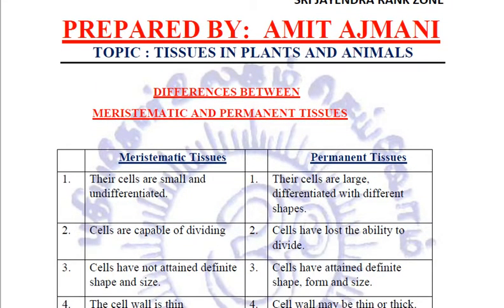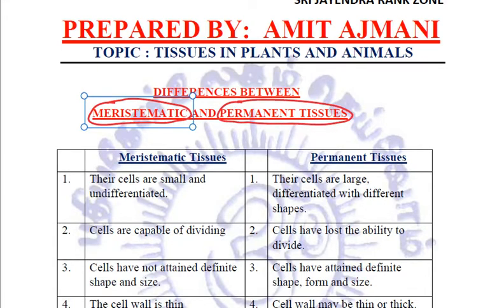Now, we saw that the plant tissues are divided into two parts. One is the meristematic tissues and one is the permanent tissues. What are the basic differences between the meristematic tissues and permanent tissues? Let us try to relate one by one. Talking about the meristematic tissues, their cells are small and they are undifferentiated. Why? Because they are yet in the dividing stage. They have not acquired their actual permanent shape, size and function.